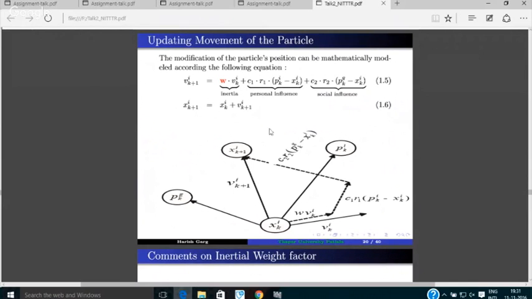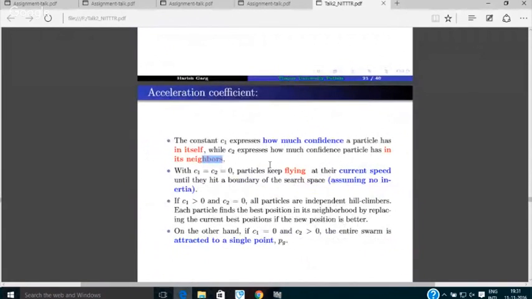If they are moving in that direction, they continuously move in that direction. There is no obstacle behind that. So if C1 and C2 are 0, the particles keep flying at their current speed. There is no direction to change their direction. The particles keep flying at their current speeds until they hit the boundary.